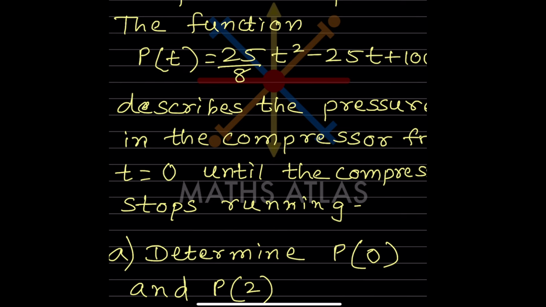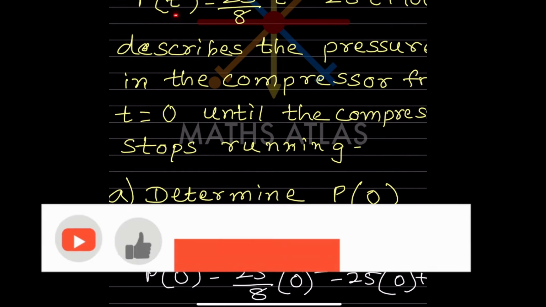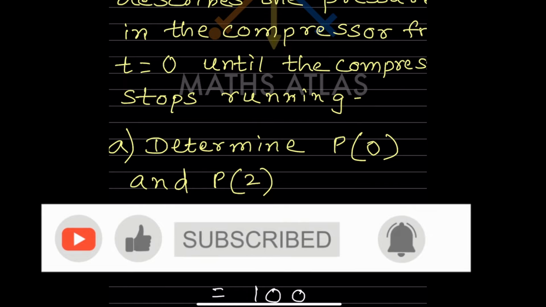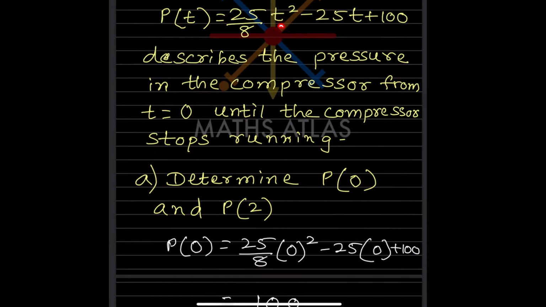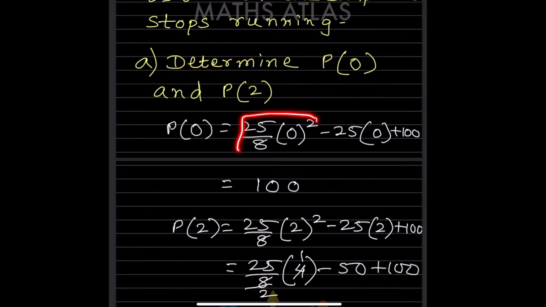So in this equation, what are we going to do? We are going to write first P(0). Wherever you see t, you are going to write 0. Again here you will write 0, and the rest everything is the same. So now, this multiplied by 0 is going to be 0, this multiplied by 0 is going to be 0, so what remains is 100. So P(0) is 100. That is the answer.